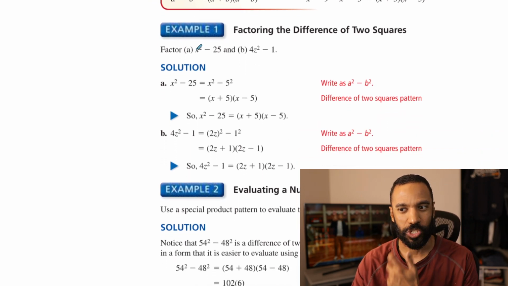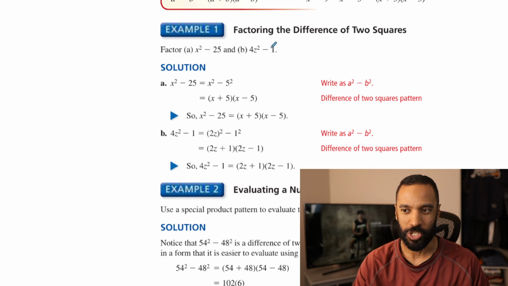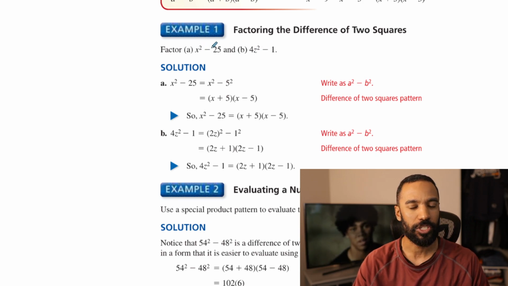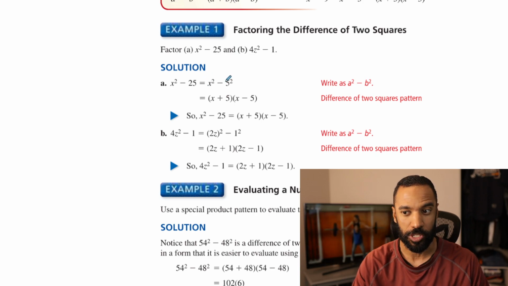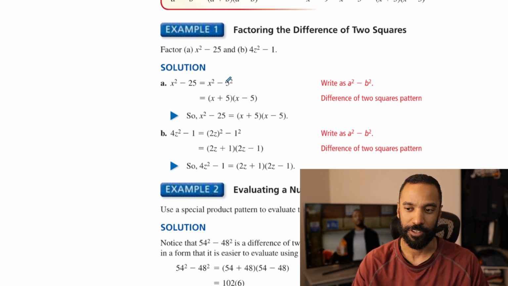So let's factor x squared minus 25 and 4z squared minus 1. One at a time. X squared minus 25. X is being squared and 5 is being squared for 25. So x and 5 are your a and b.